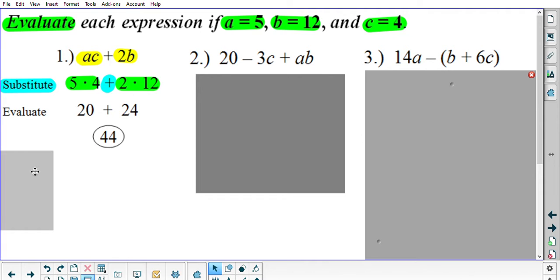All right, what I want you to do right now is try number 2 and number 3 on your own. So hit pause on the video, do number 2 and number 3 on your own, and then hit play when you're ready to see how you did.